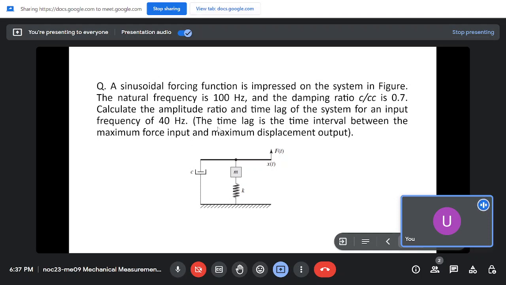We have defined that the time lag is the time interval between the maximum force input and the maximum displacement. We need to find the amplitude ratio for an input frequency of 40 hertz. The knowns are: the natural frequency is 100 hertz, the damping ratio is 0.7, and the input frequency is 40 hertz. We have been asked to find the amplitude ratio and the time lag, which is the time interval between the maximum force and the maximum displacement of the output.